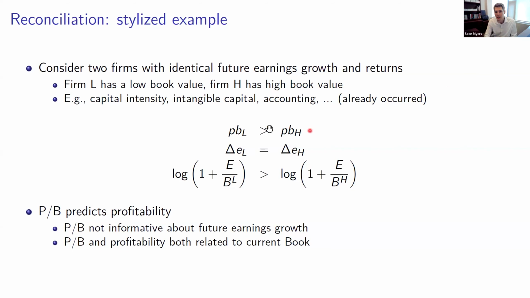Then what we would find is that the low firm has a higher price book ratio than firm H. The two firms have identical earnings growth, but the low book firm will have higher future profitability. This would give you a result where the price book ratio would predict future profitability, but be uninformative about future earnings growth. Why is this happening? It's because both the price book ratio and profitability are related to current book value.